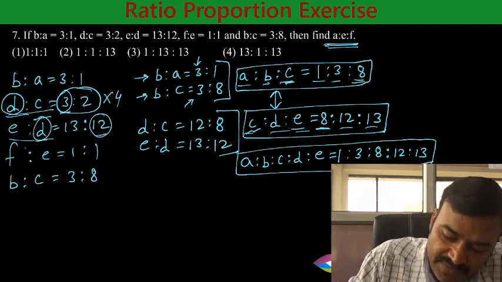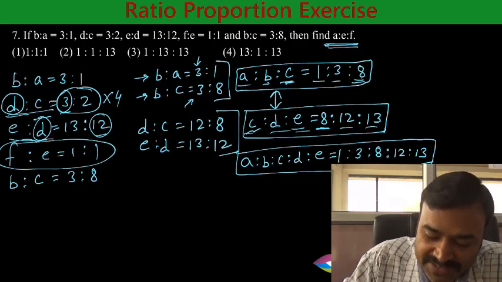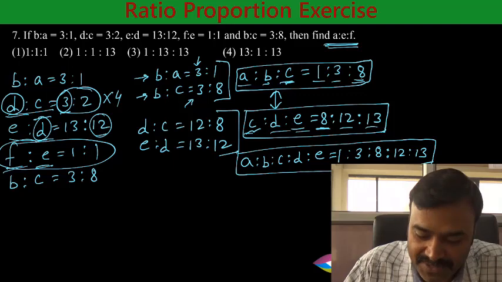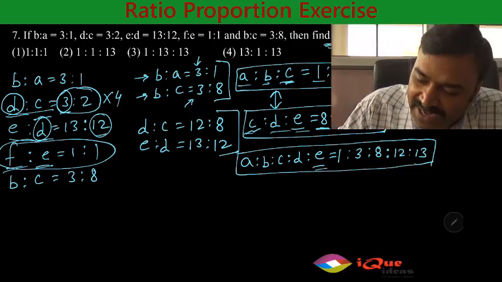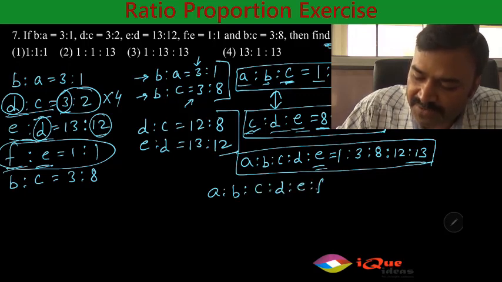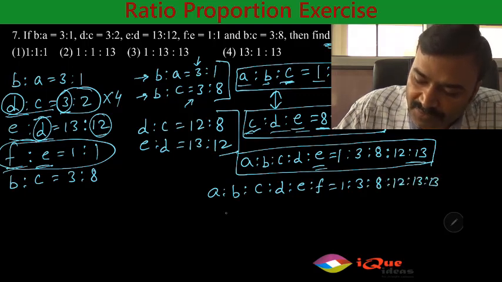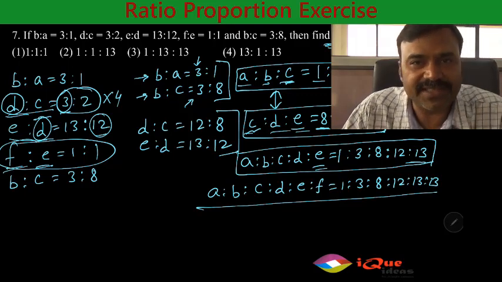Now there is one more ratio left, and that is F is to E, that is 1 is to 1. That means whatever E is has to be equal to F. Here we already have E as 13. That means just add one more item: A is to B is to C is to D is to E is to F has to be 1 is to 3 is to 8 is to 12 is to 13 is to 13. You have to understand that any other method will take the same amount of time.